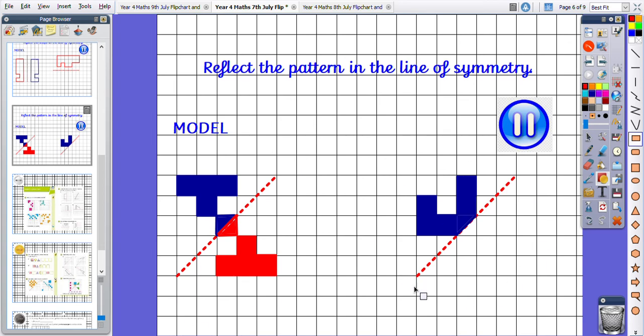So now let's see if you can have a go. Again, thinking about how far you're moving away from your mirror line and doing the opposite. So if you are moving up in the original image, you're going to move down in the reflected image. Pause the video and have a go now.